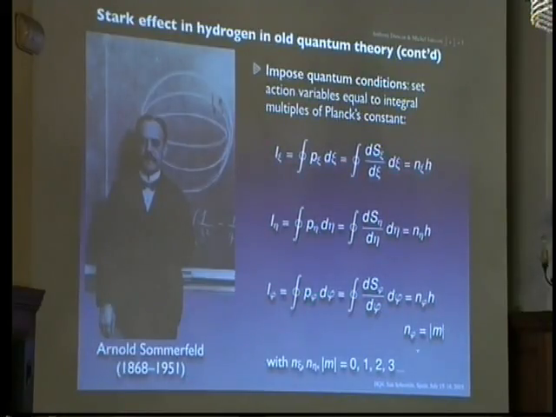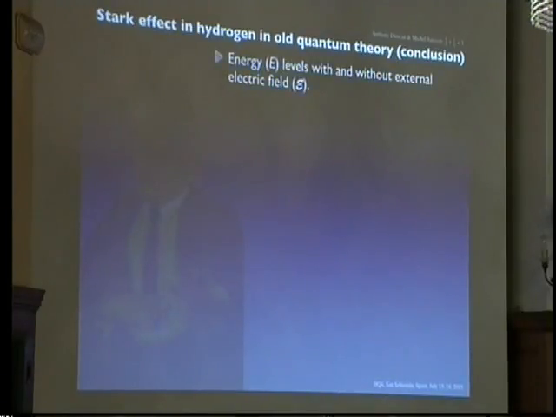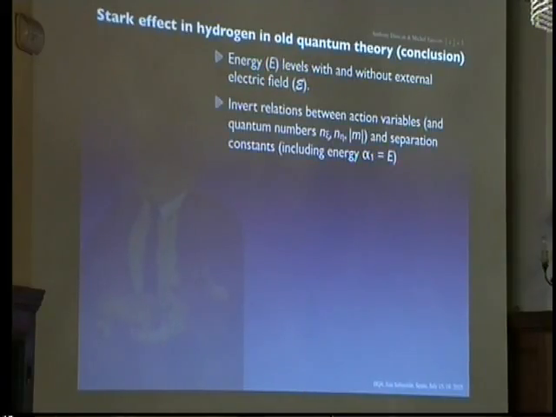And the n phi is then related, I'm using modern notation, to the absolute value of this quantum number n. And these numbers, so far, this is important, can take on the value 0, 1, 2, 3, and so forth. All right. But what we want to know, of course, in the end, is the energy levels. And in order to get the energy levels, and we want those with and without the external electric field, we're going to invert the relations between the quantum numbers and the separation constants. If you remember from the previous slide, we had the quantum numbers as functions of the separation constants after you perform these integrals, but what you want is just the reverse. You want the separation constant, one of them would be the energy, as a function of the quantum numbers.